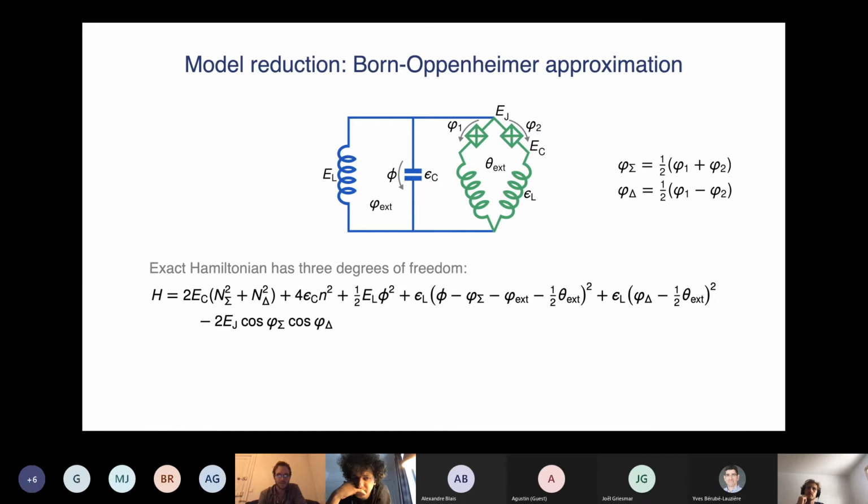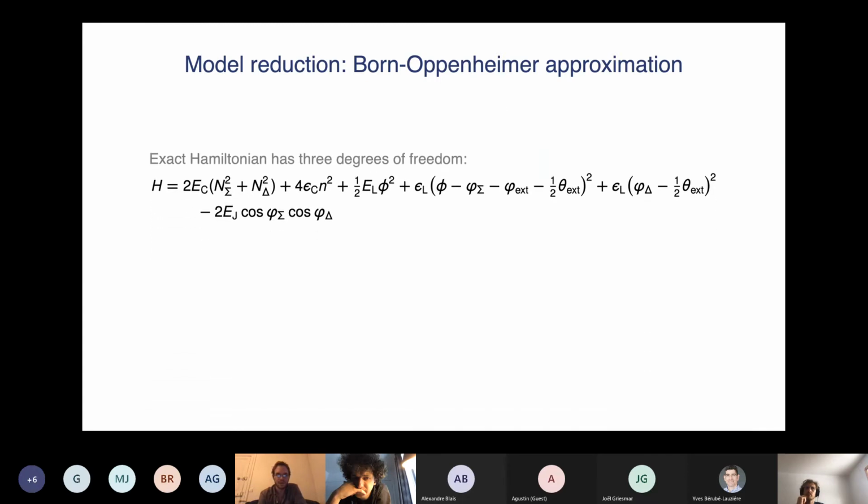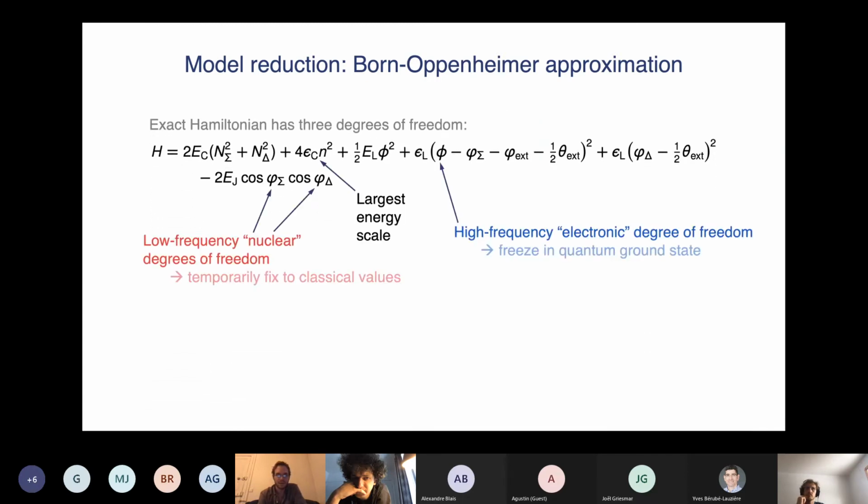So here we're going to try to simplify it down to 2 modes. And to do that, we first make the main assumption, which is that this epsilon c is the largest energy scale in the problem. Experimentally, this was difficult for us to achieve, but nonetheless, the theory still works quite well, even when this is not so gigantic.